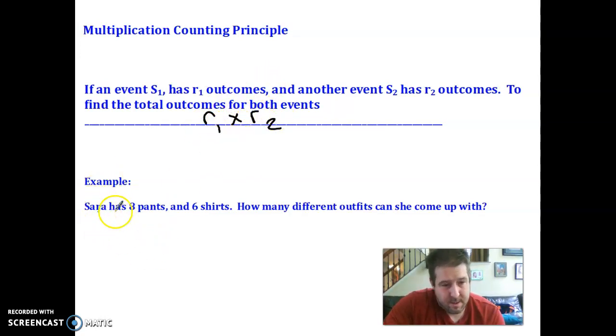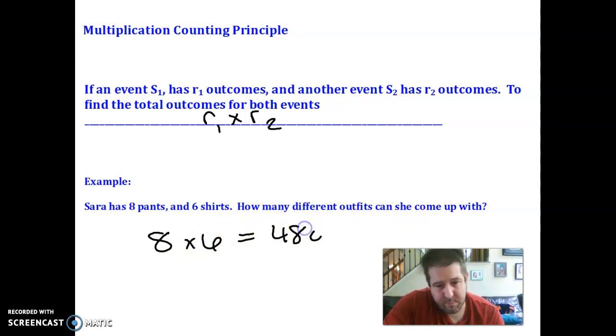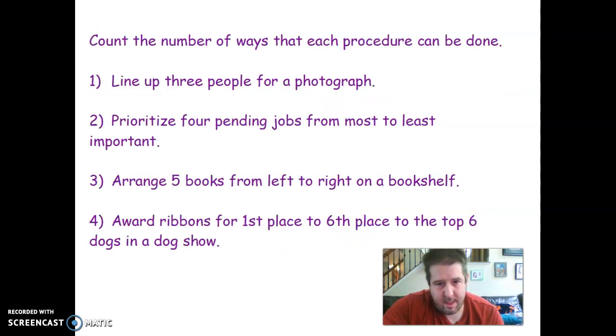So for example, if there's just like the warm-up that I had, so 8 pants and 6 shirts, how many different outfits can she make? 6 times 8 is 48 outfits. And it's that simple. And count the number of ways each procedure can be done.